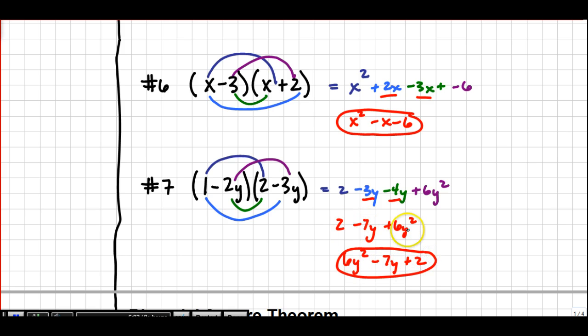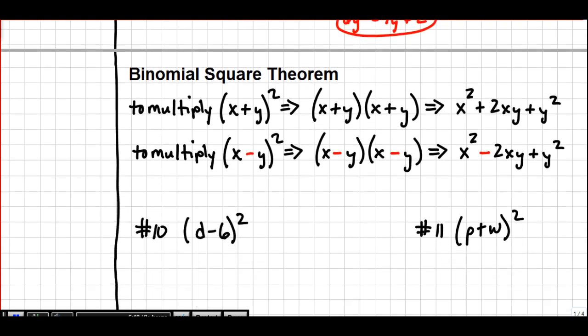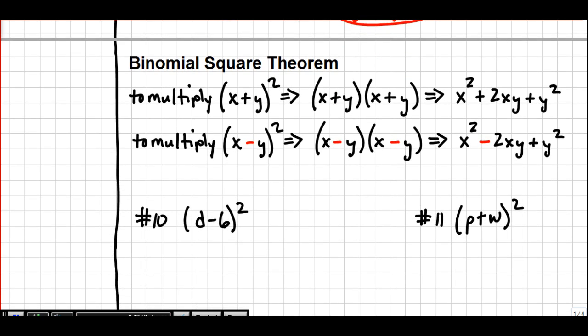So when you're working through a problem using FOIL, make sure you always write your answer in standard form. There is a shortcut to FOIL called the binomial square theorem, and it's not something that students must use, it's just another tool that students can use when the binomials are the same. So if you're multiplying x plus y or another equivalent binomial times itself, you can write out the binomial twice and do FOIL, but it's faster for you to memorize the binomial square theorem.